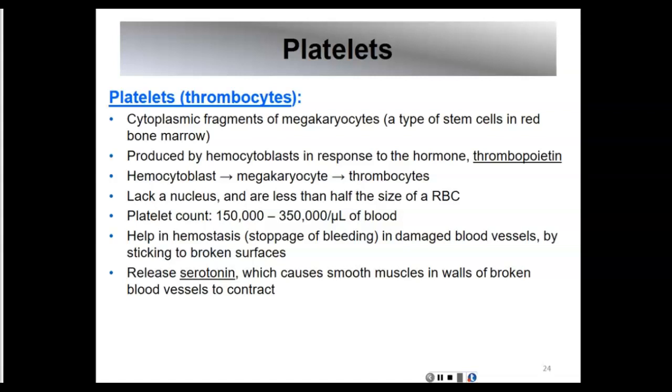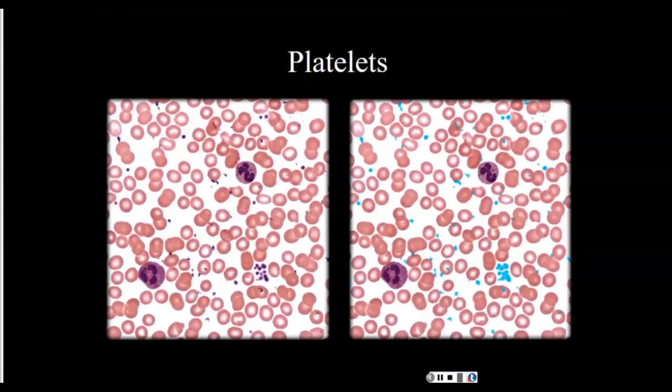Platelet count can vary from 150,000 to 350,000 per microliter of blood. It helps in hemostasis, the stoppage of bleeding in damaged blood vessels, by sticking to broken surfaces. The other thing that's important to remember is it releases serotonin, which causes smooth muscles in the walls of broken blood vessels to contract. There's platelets highlighted.